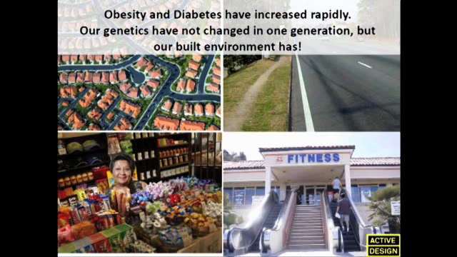Now, you've often heard the debates about genetics versus the environment. Is it our genetics or is it the environment that we have to address if we're going to address these diseases? Well, you've seen how quickly obesity and diabetes have increased, and our genetics certainly have not been changing over, you know, two to three decades. But if you look around you, our built environment certainly has. Many of our communities now are not walkable, they're not bikeable.